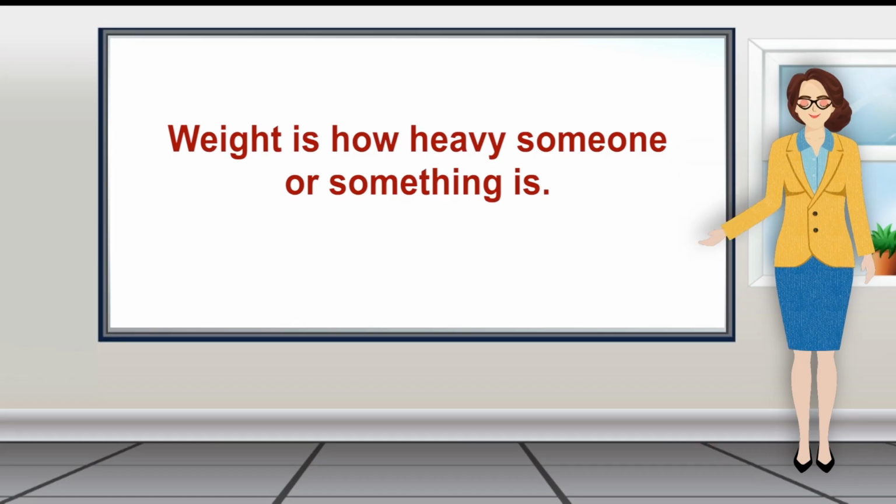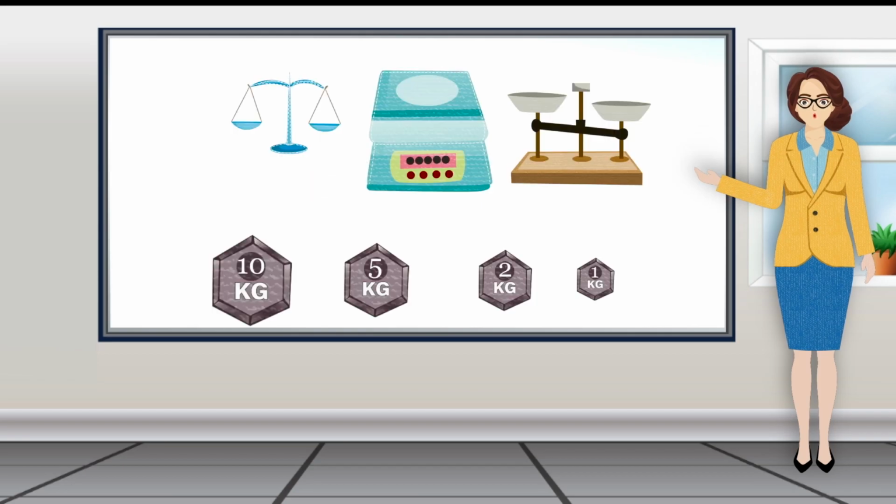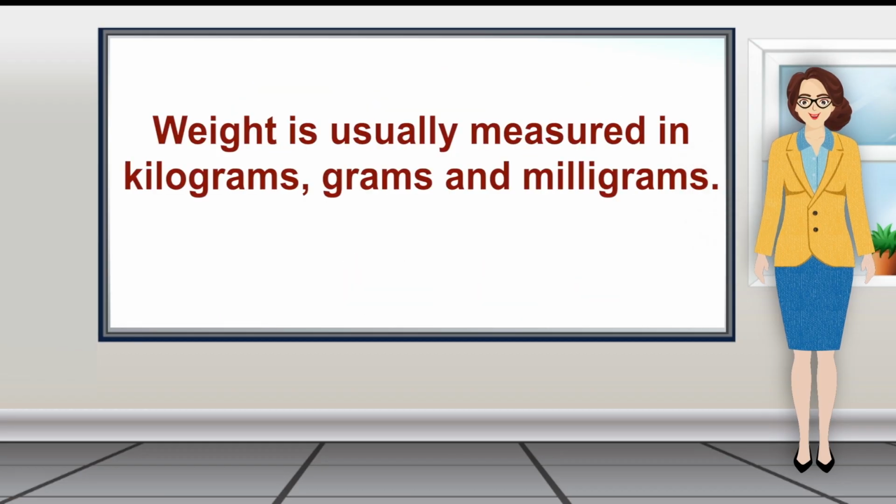Weight is how heavy someone or something is. Different weighing machines like pan balancers and digital weighing machines are used to measure weight and mass. Weight is usually measured in kilograms, grams, and milligrams.